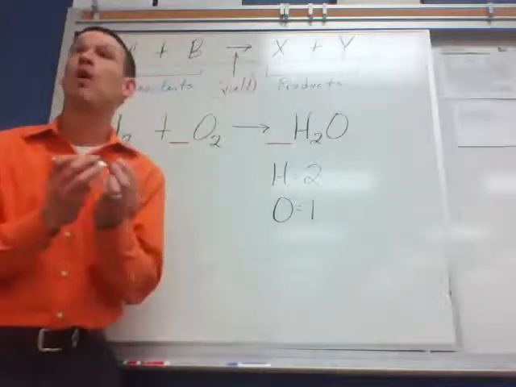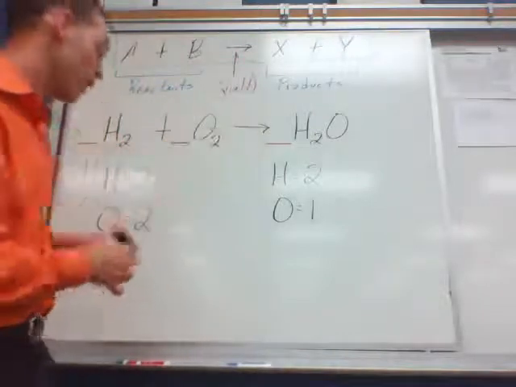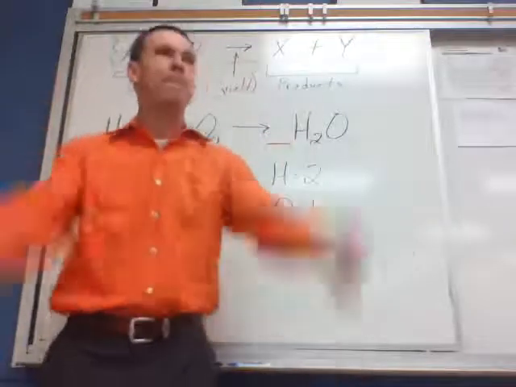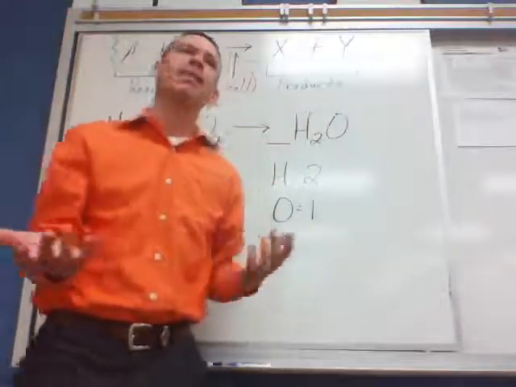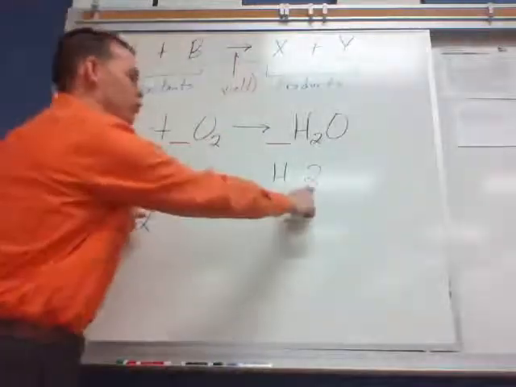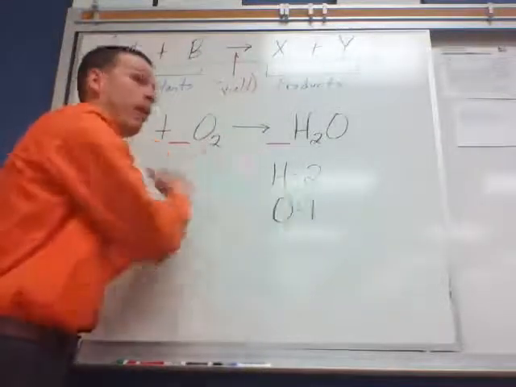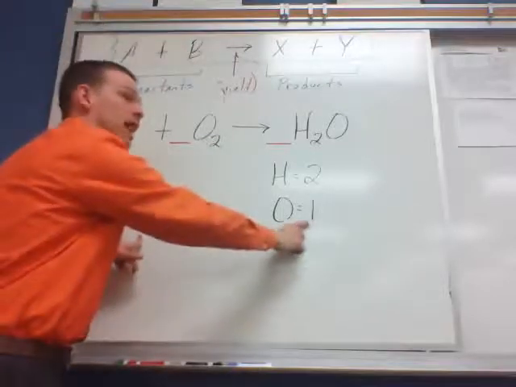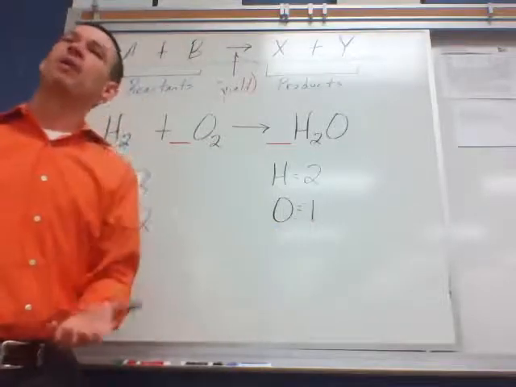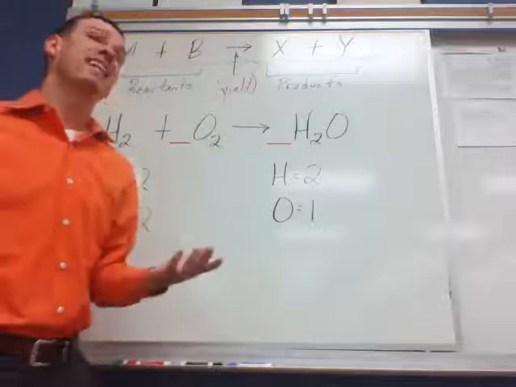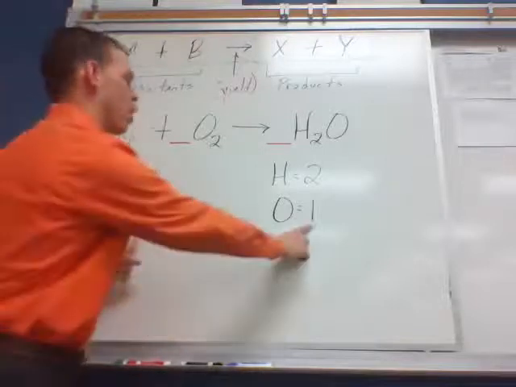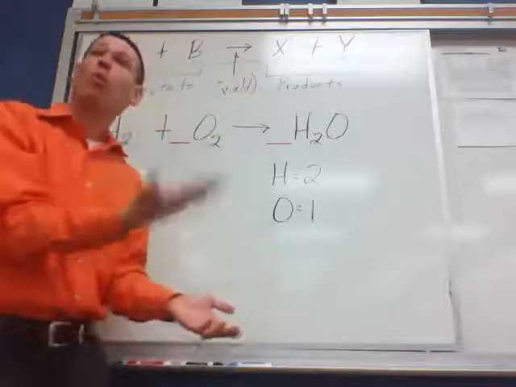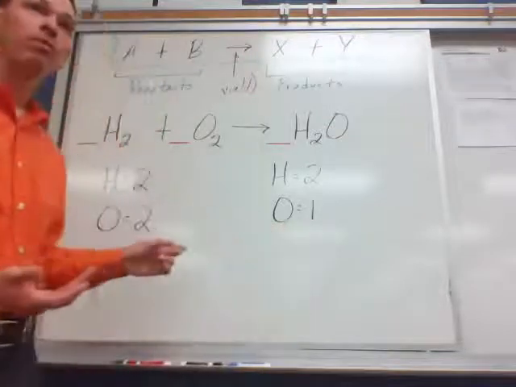Now listen, when we add these big numbers, we're multiplying. When you multiply, numbers get bigger. The reason I point that out is my hydrogens are good right now. The whole point is to make the elements have the same number per element. My oxygens are not. Since I'm going to make numbers bigger to fix it, which number do you think I'm going to alter? The 2 or the 1? The 1. We're going to make the 1 become a 2.